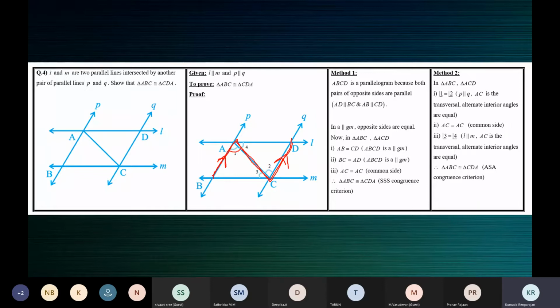So angle 1 is equal to angle 2. Alternate interior angles are equal. Because you can see I've mentioned here which are the lines parallel. You can write AB parallel to CD or you can write P parallel to Q. Both are fine. Which is the transversal?